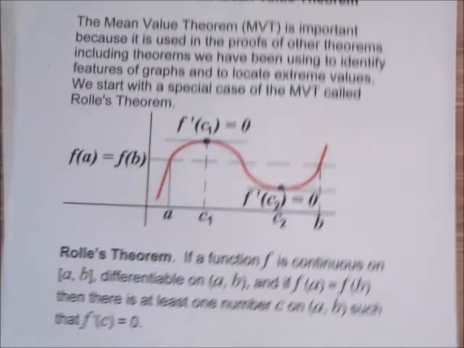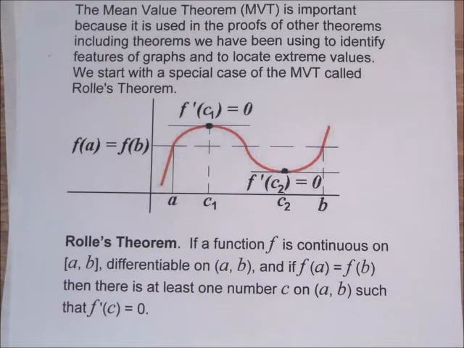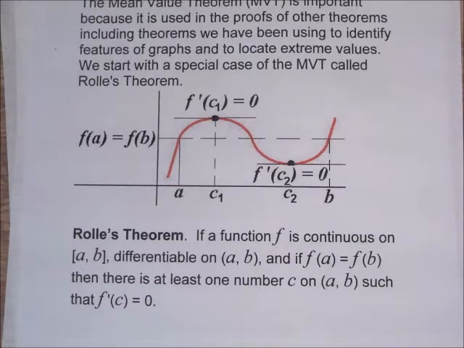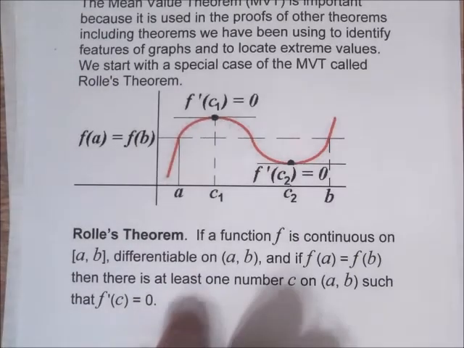Rolle's theorem says that if a function f is continuous on a closed interval [a, b] and differentiable on the open interval (a, b), and if f(a) is equal to f(b), then there's at least one number c on the open interval (a, b) such that f prime of c is equal to 0.